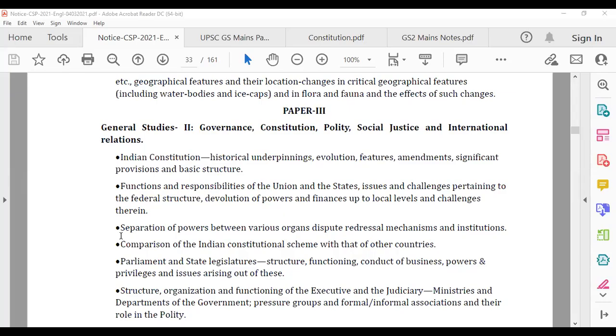Hello everyone, so this is UPSC GS Mains Paper 2 and today we'll be starting topic 2. Oh my god, my English is getting worse and worse. So topic 2 will be starting today.